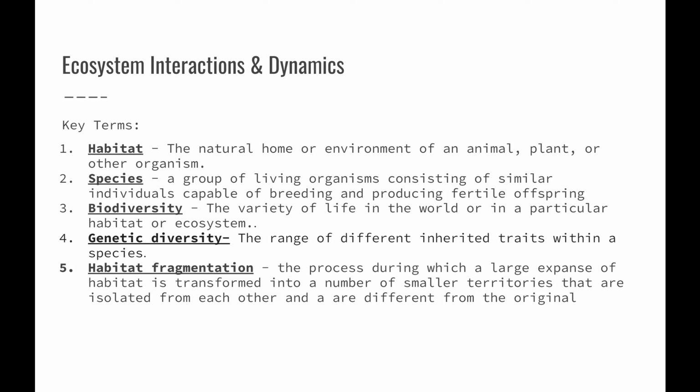Okay, biodiversity is the variety of life in our world or in a particular habitat or ecosystem. Genetic diversity is the range of different inherited traits within a species. And then habitat fragmentation is the process where a large expanse of a habitat is transformed into smaller territories that are isolated from each other. And this can be a problem, and it's often caused by human interactions.